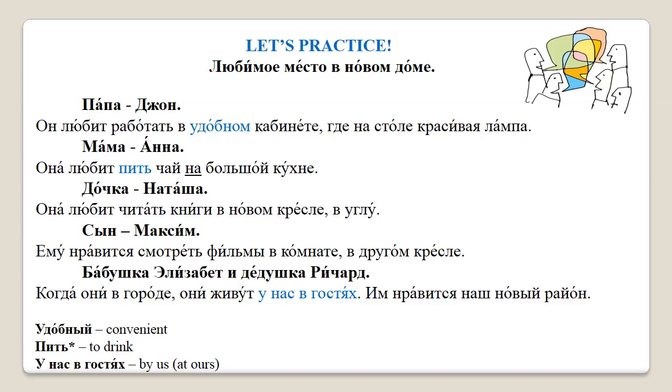Папа Джон. Он любит работать в удобном кабинете, где на столе красивая лампа. Dad John. He loves to work in a comfortable study where there is a beautiful lamp on a table. Мама Анна. Она любит пить чай на большой кухне. Mom Anna. She loves to drink tea in a big kitchen. Дочка Наташа. Она любит читать книги в новом кресле в углу. Daughter Natasha. She loves to read books in the new armchair in the corner. Сын Максим. Ему нравится смотреть фильмы в комнате, в другом кресле. Son Maxim. He likes to watch films in the room, in the other armchair.